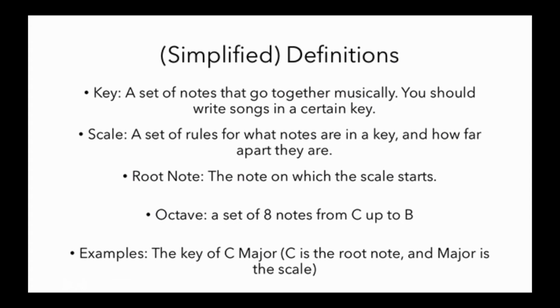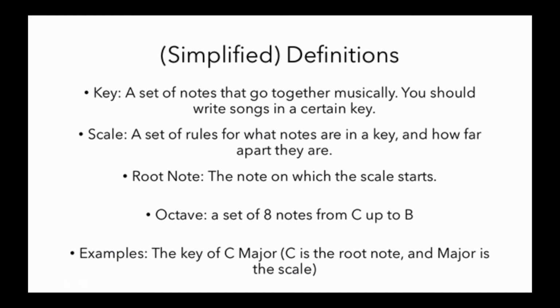Now here are some very simplified definitions to help you understand what you're actually going to be achieving by writing in key. It's definitely advisable to go on and learn music theory in a bit more depth if it's something that you're going to get into and start pursuing, but this should be enough for you to get started. Now a key is a set of notes that musically go well together, and you should always write songs that are in a key. A scale is a set of rules for what notes are in a certain key and how far apart they are. The root note is the note on which the scale starts, and an octave is a set of 8 notes from C all the way back up to B and then starting at C again.